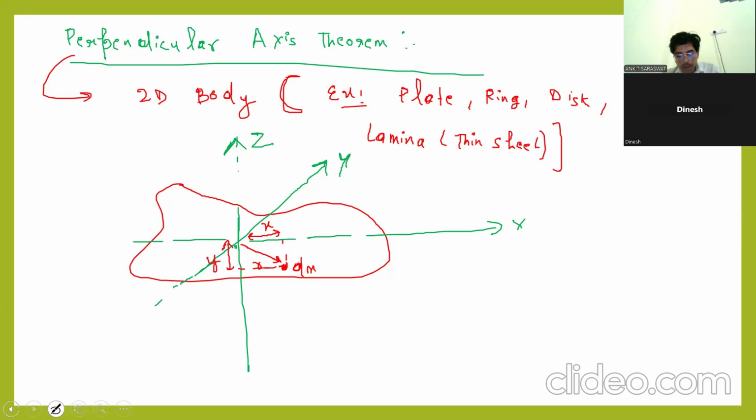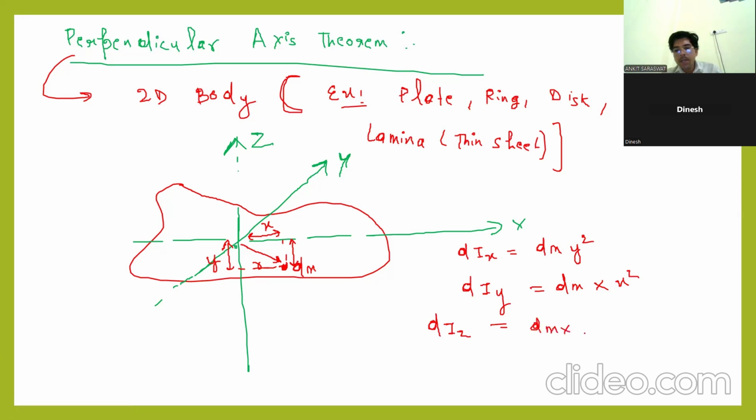What is the moment of inertia of this small point mass about the x-axis? If my axis of rotation is x, how will you write? dm multiplied by the perpendicular distance from the axis, which is y. Similarly, moment of inertia about the y-axis is the point mass multiplied by the perpendicular distance from the y-axis, that is x square. About the z-axis, it will be dm multiplied by r square. Clear?